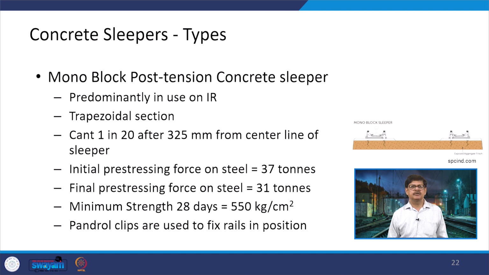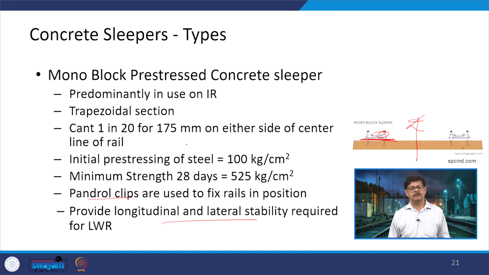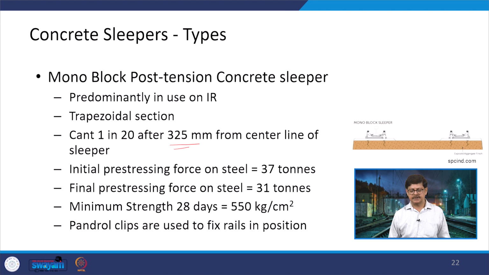Similarly, there can be another one which is a monoblock but post tension concrete sleeper. Again, many of the things remain the same, but here one value is changing. In the previous one, it was 175 mm on either side, but now it is 325 mm from the center line of the sleeper. So, it is this one. If you go 325 mm on this side and then 325 mm on this side, then the cant is going to be provided here as well as here.